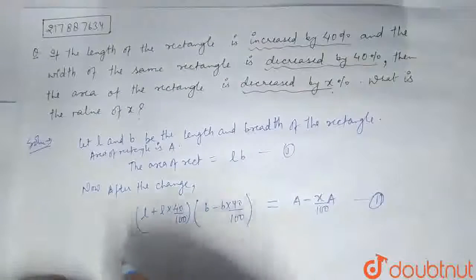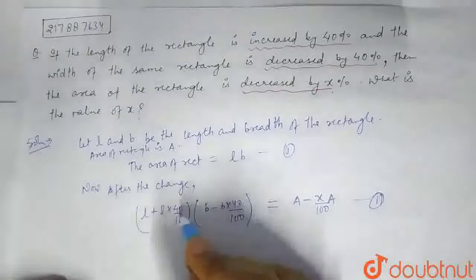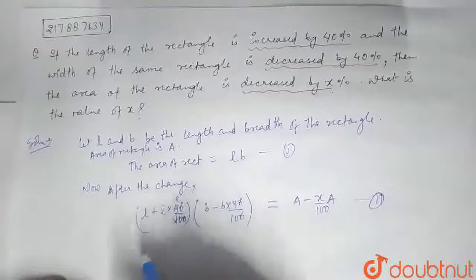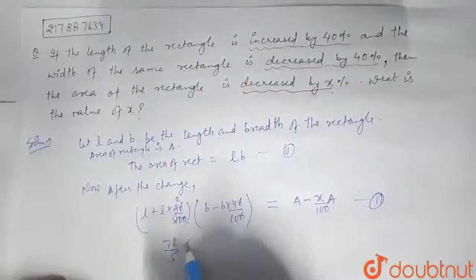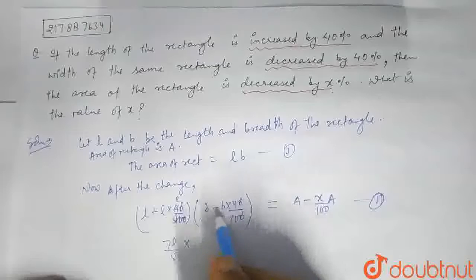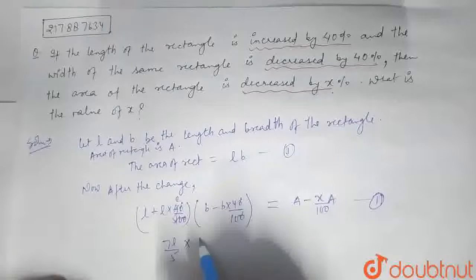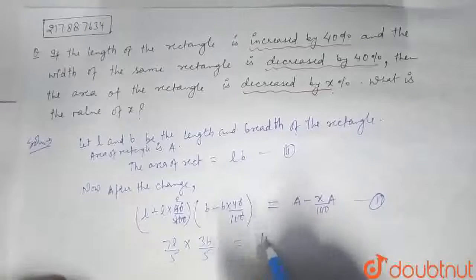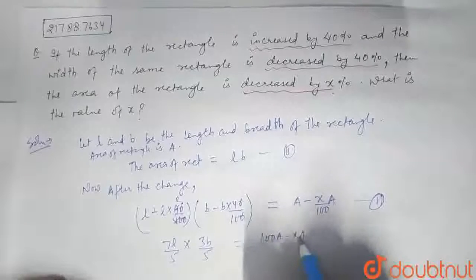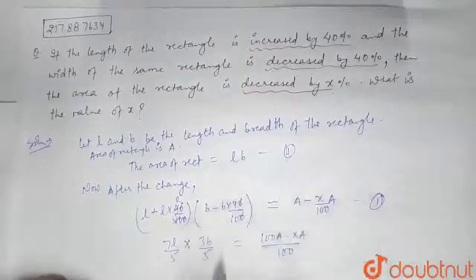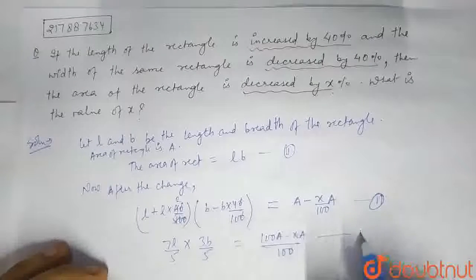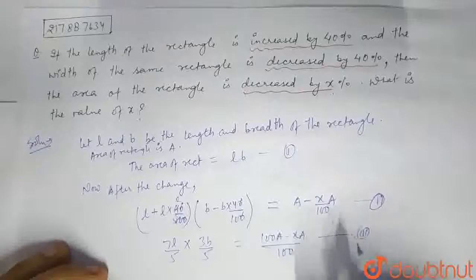Okay, now what I'll do is, 2 5, so this will be 7L by 5 into 3B by 5 equals 100A minus xA by 100. Okay, so actually this is my second equation, or let's say it is my third equation.